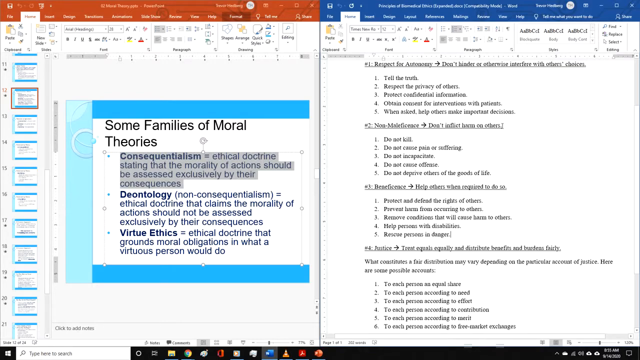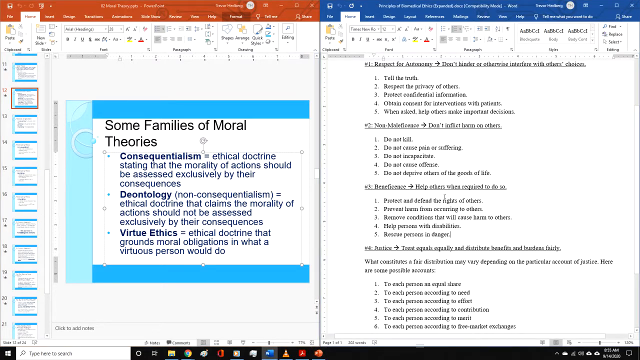Non-maleficence is about not inflicting harm on others, so you're promoting a good outcome by essentially minimizing pain and suffering, minimizing harm in general, and trying to avoid doing things that put your patients in a bad situation.